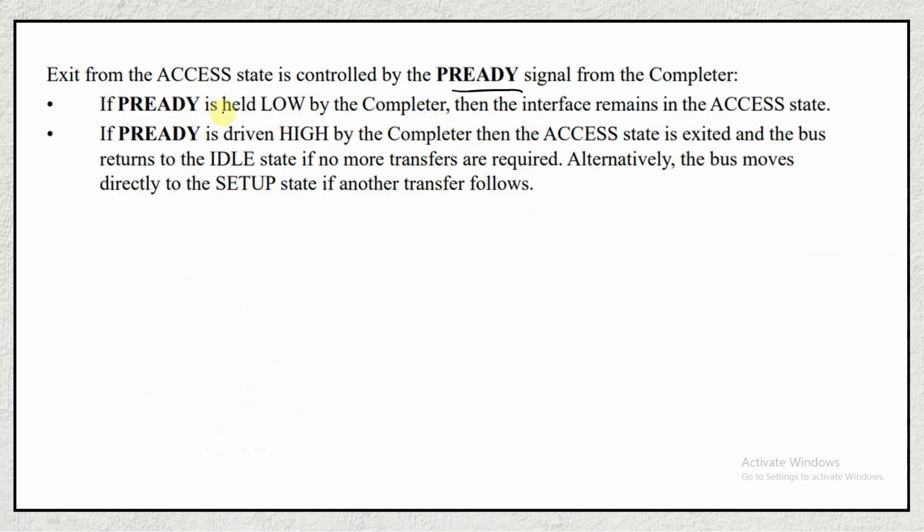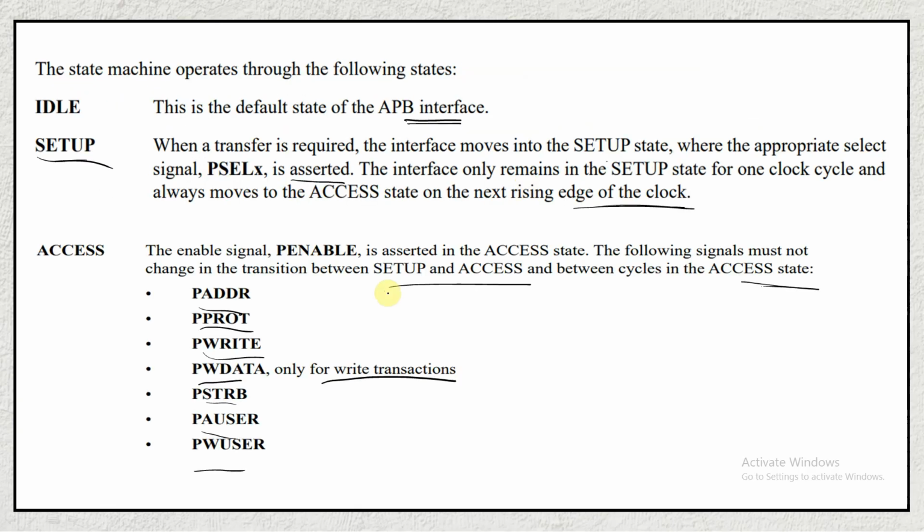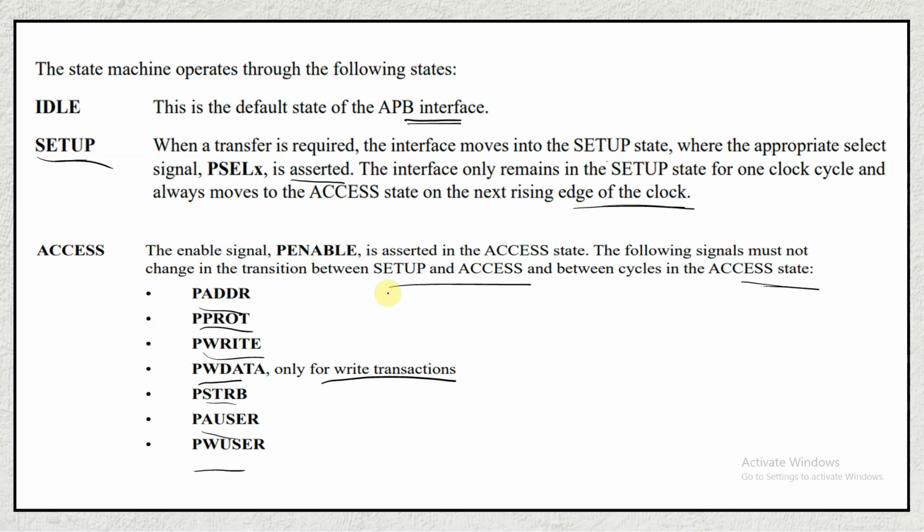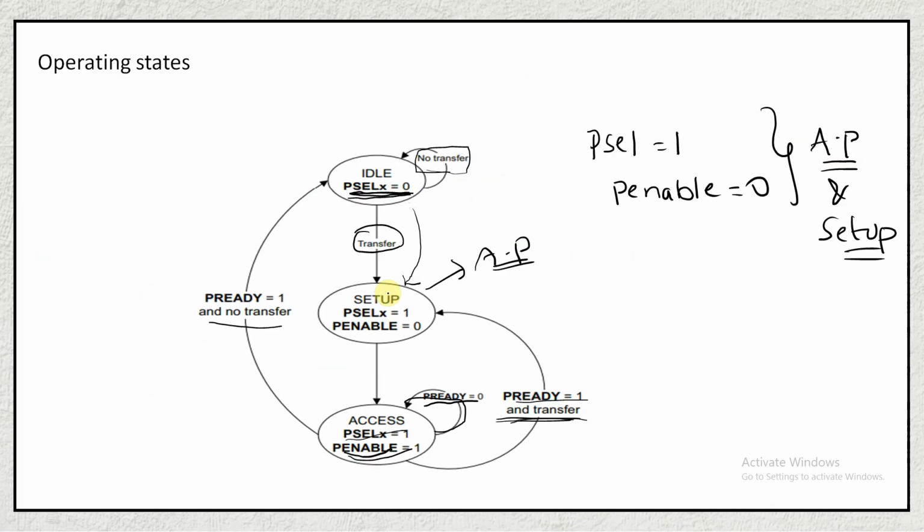If your PREADY is low from the completer or the slave, then the interface remains in the access phase. But if your PREADY is high from the slave, then the access state is exited and the bus is returned to the idle state if no transfer is required. Alternatively, the bus moves directly to the setup state if another transfer follows. This is how we are going to work with an APB transaction and the APB protocol, and this FSM we are going to implement in our coding and see how it works out.